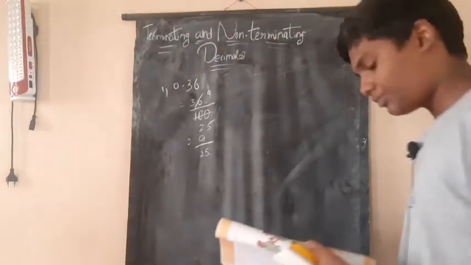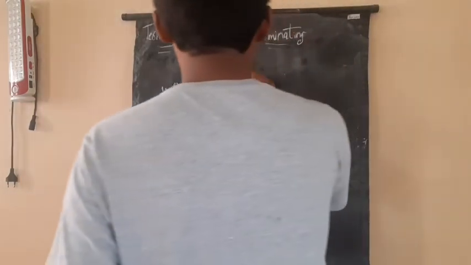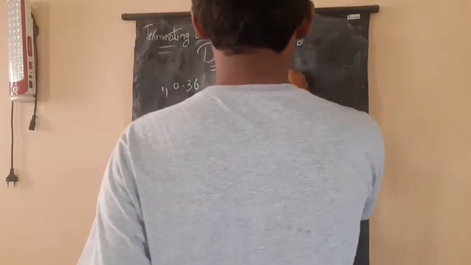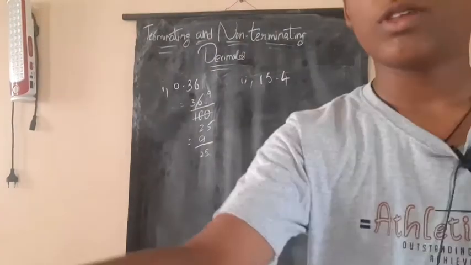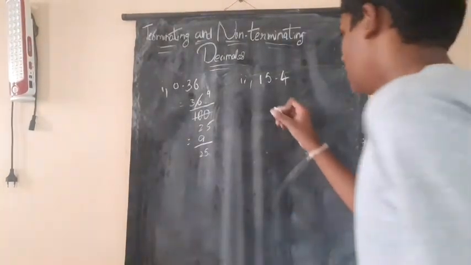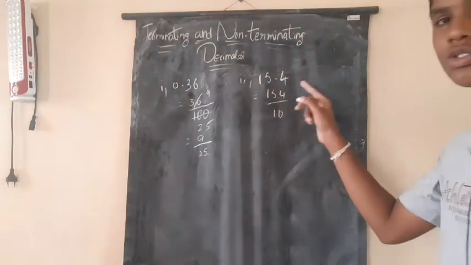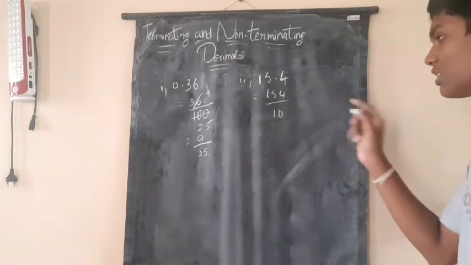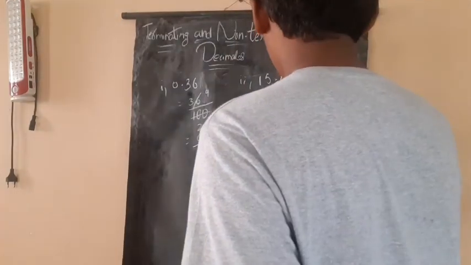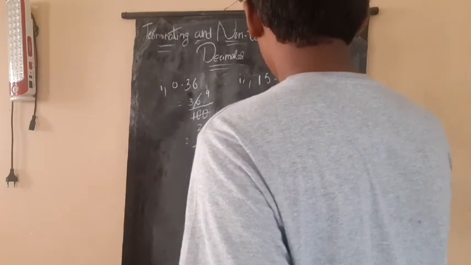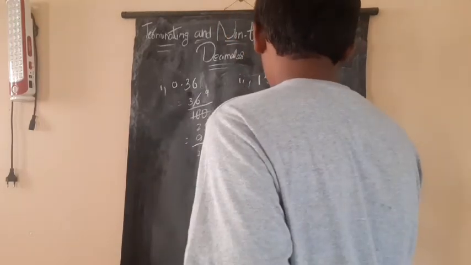Next they have given 15.4. We can express 15.4 as 154 by 10, because after the point there is only one place, the tenths place. We can cancel by 2: 2 fives are 10 and 2 sevens are 14, so we get 77 by 5.